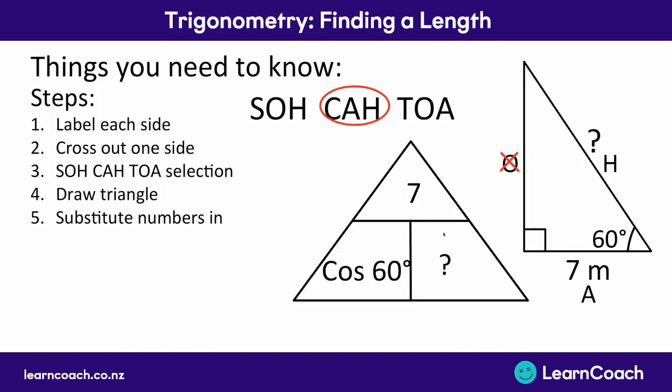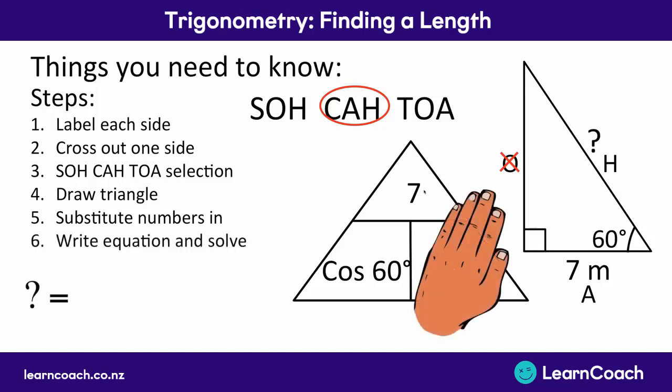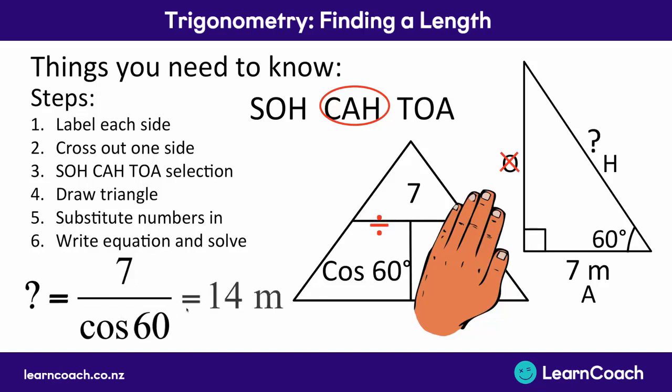Now hopefully you remember, cover up what you're trying to find, because that's going to get you your formula. So covering up the question mark, that gives us a formula of 7 divided by cos 60. So let's put that in our calculator. 7 divided by cos 60 should give you an answer of 14 meters for H. There's our answer. Now, how are we going to do one of these in a word question?